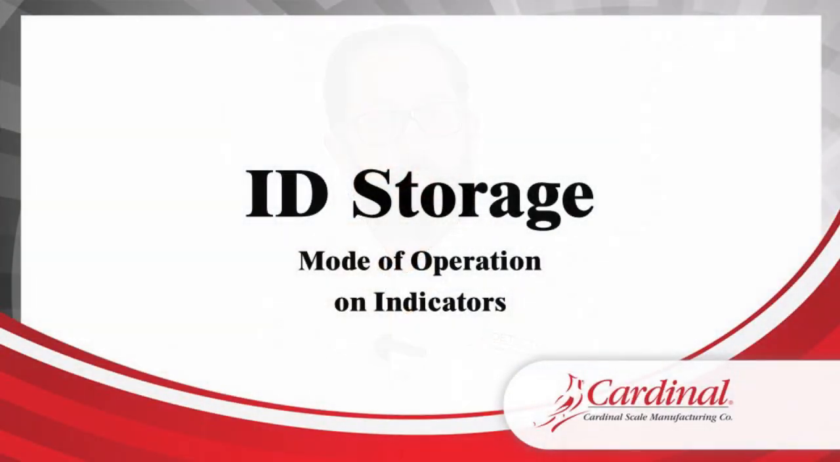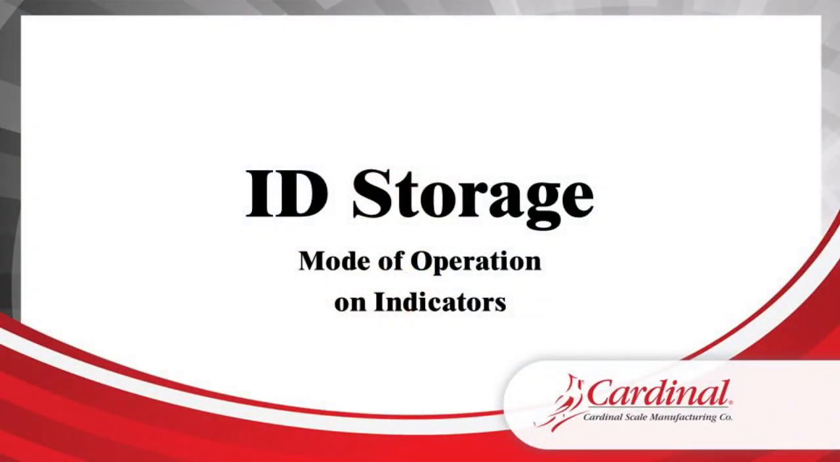I work with our engineering team here at Cardinal Scale, and today we're going to be looking at 3 different indicators so we can see what the ID storage process looks like 3 different ways. We're going to start with our most simple version of ID storage, which is on our 210 weight indicator. Then we're going to look at the 225 indicator, which adds a lot of features, and it's a system that we've used for many years and it's worked really well for us. And then we're going to look at the 825, which builds upon what the 225 does and gives us some other really cool features as well. So with all that being said, let's get started.